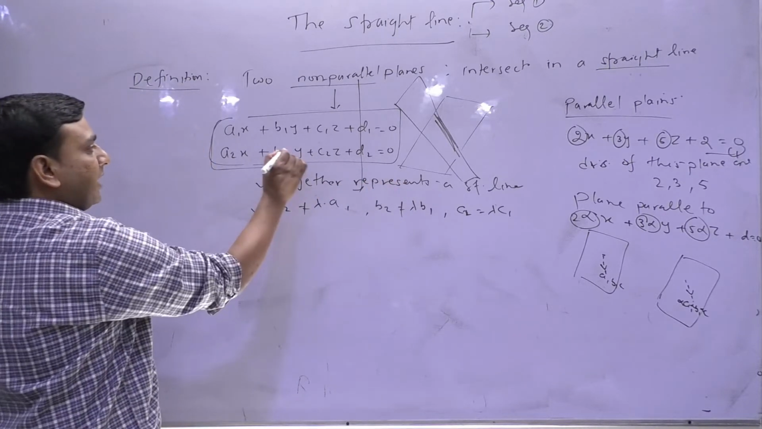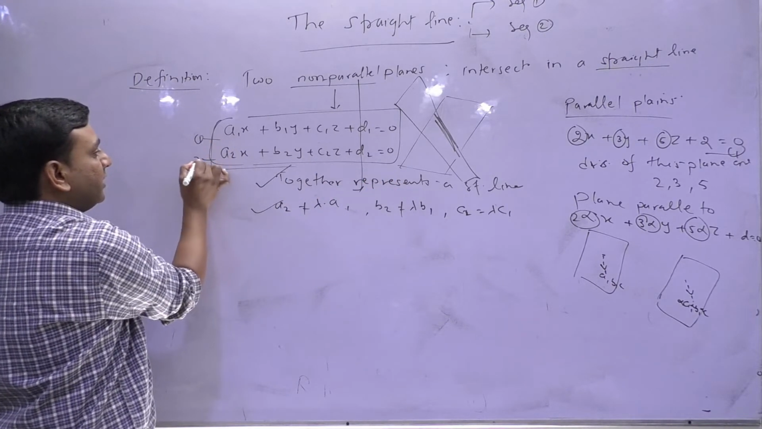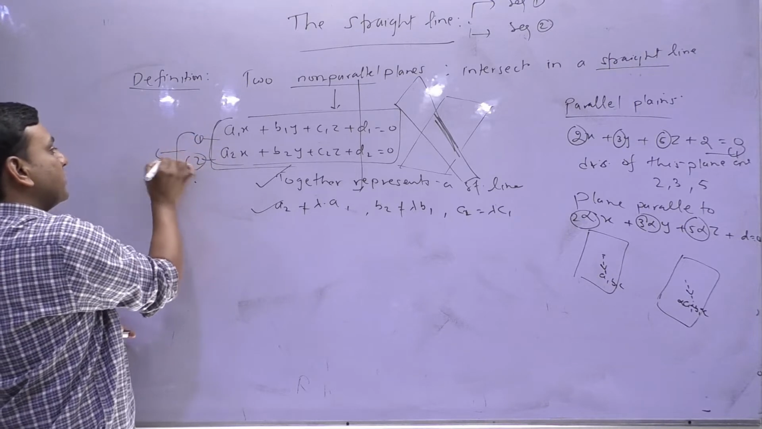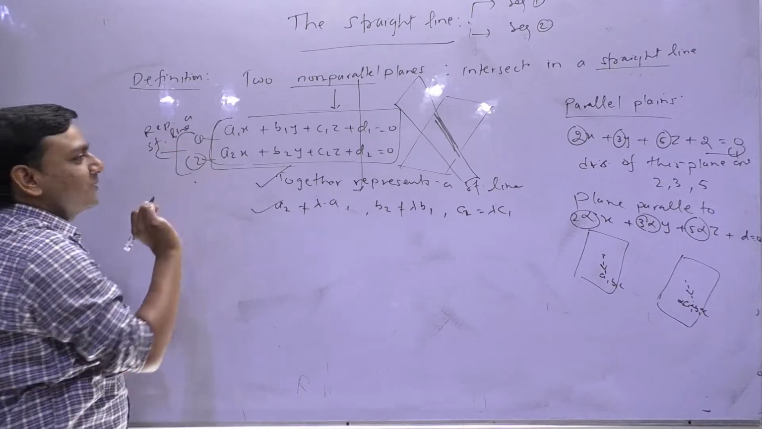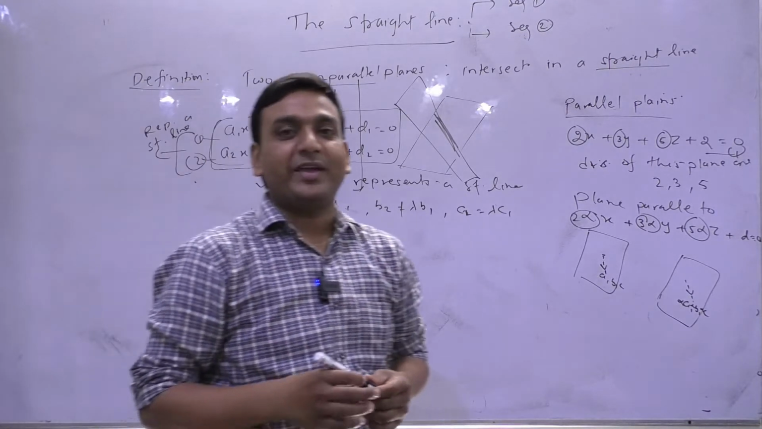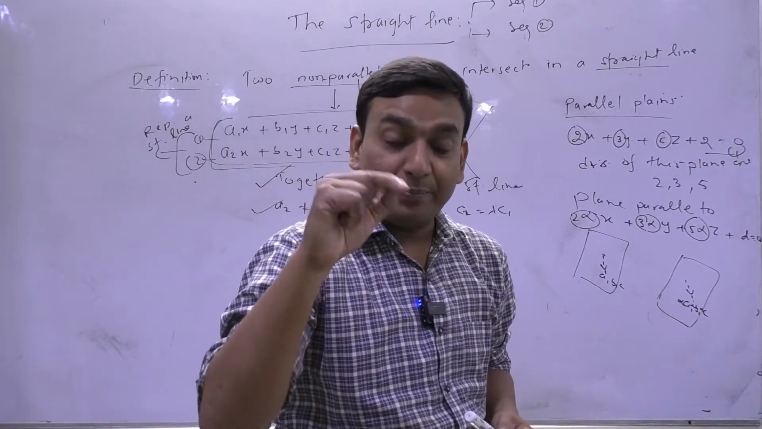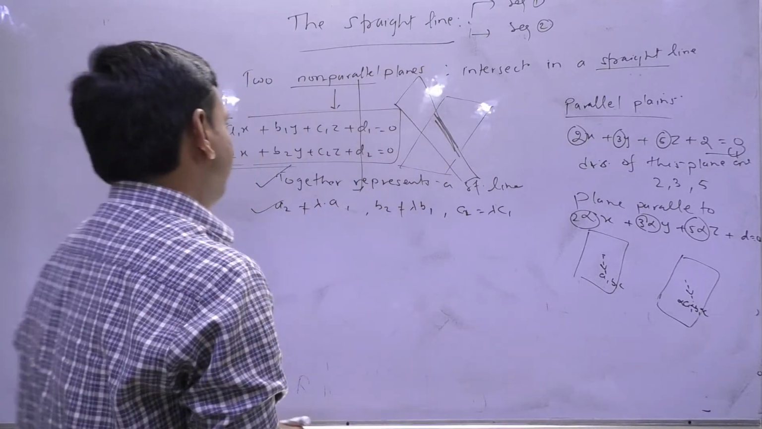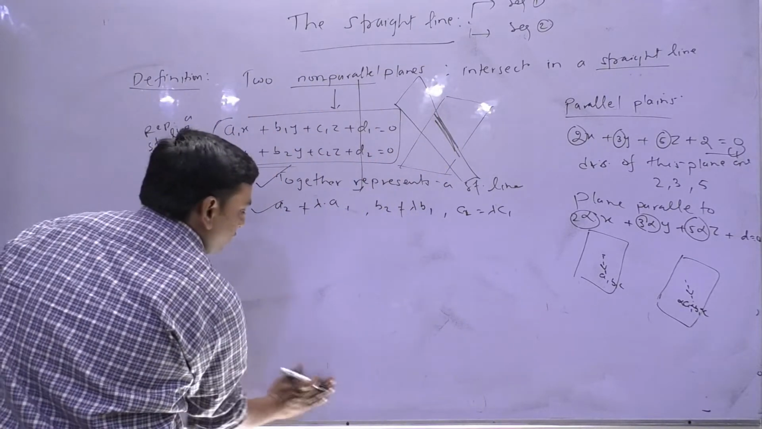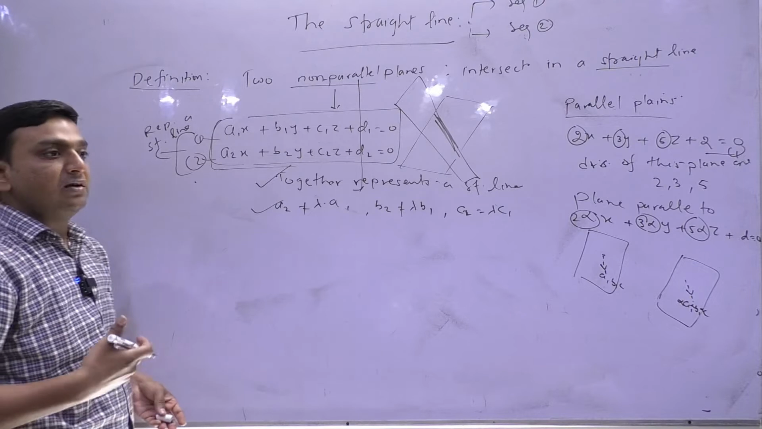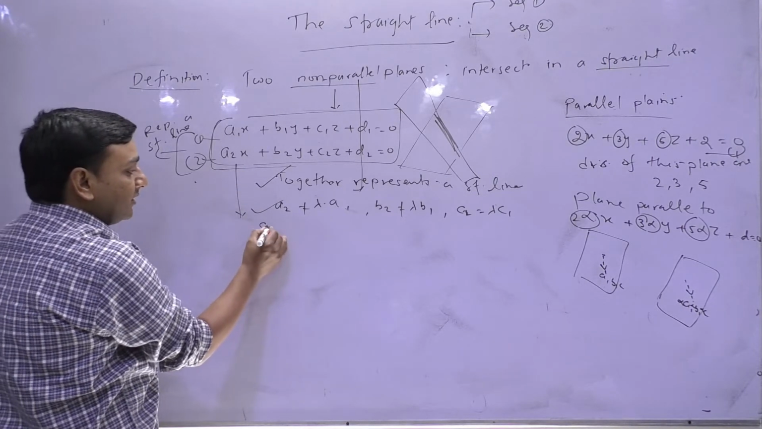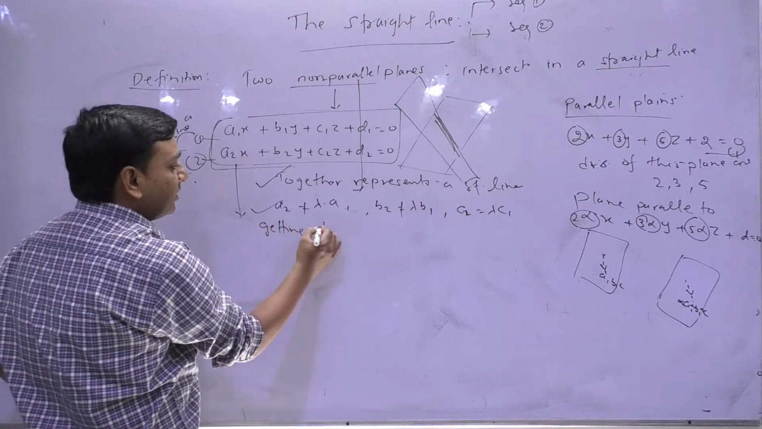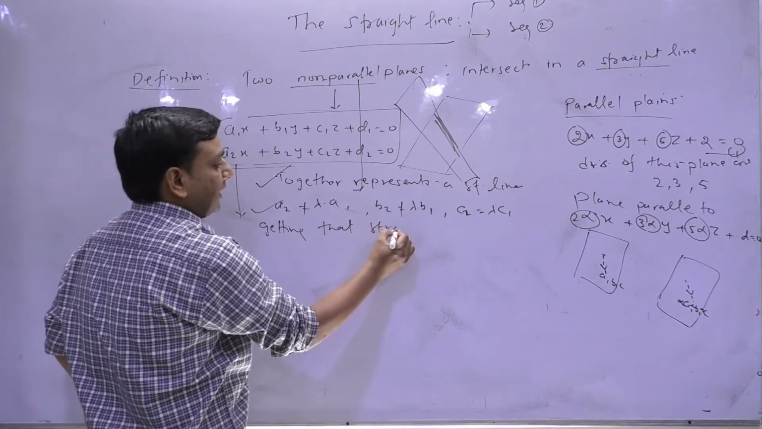So whenever you are given two planes together, they represent a straight line. This is the first point you have to carry on. Any doubt? Please do remember this. So how do they represent a straight line? That is how we get that straight line.